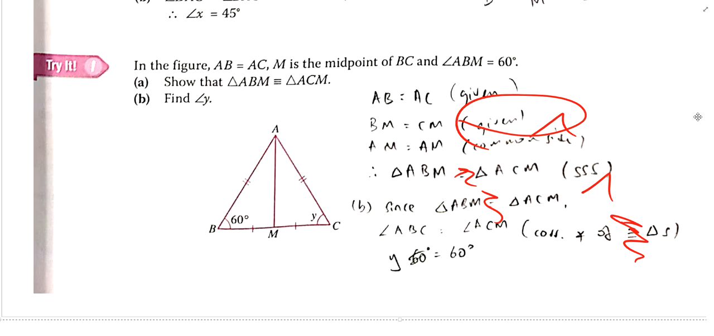Interior angles, parallel lines. Corresponding angles, parallel lines. Angles in a triangle. What other reasons do you know of? Angles at a point. Adjacent angles on a straight line. Vertically opposite angles. Any more?